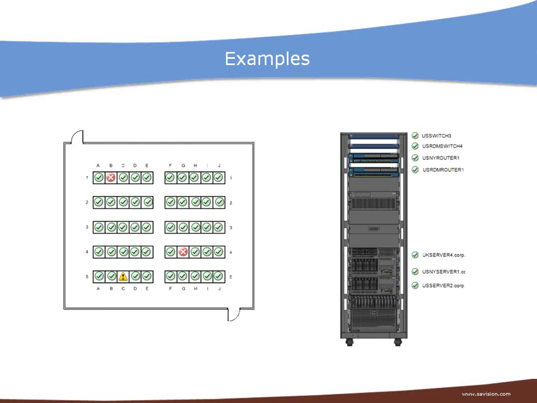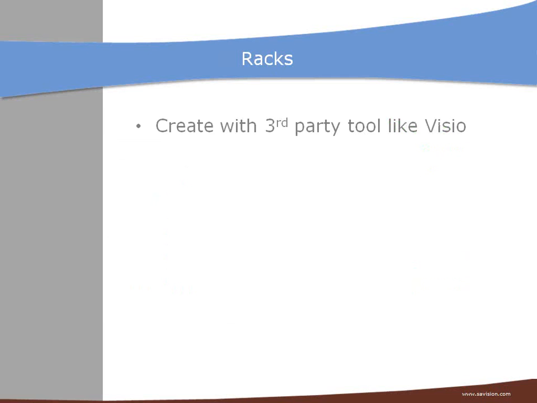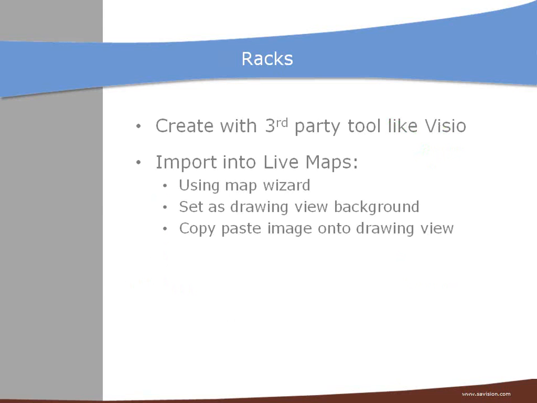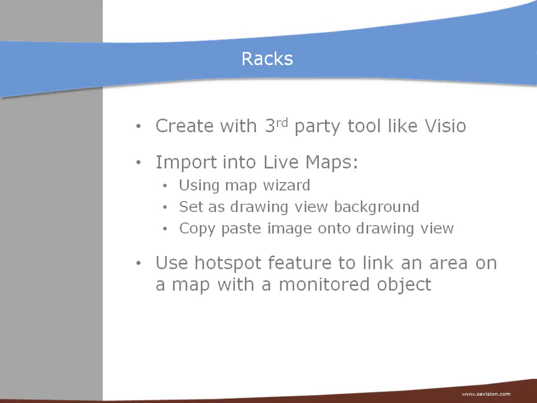Here you see some of the examples which we will cover in this training video. I will start with showing you how you can visualize your rack images with Live Maps. You need to create your rack images with third-party tools like Visio. And you can import the images into Live Maps using the Map Wizard, or setting it as a drawing background, or just copy and pasting the image onto a drawing view. And you can use the hotspot feature to link an area on the image you have imported with a monitored object.